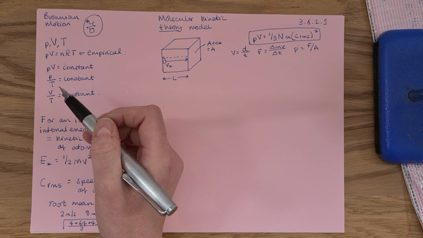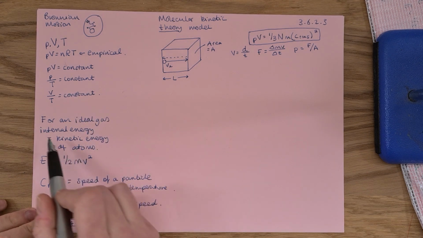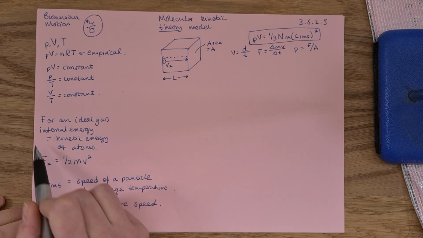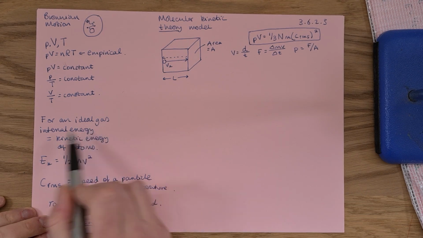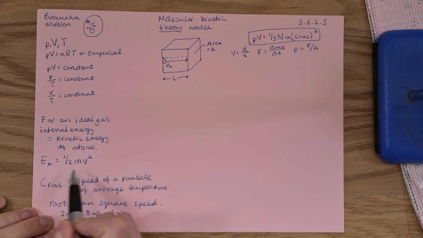This is where all these equations come from. We're thinking theoretically about a particle hitting a wall and all the stuff that comes from that. Now, the internal energy of an ideal gas is equal to the kinetic energy of the atoms, which is half mv squared.